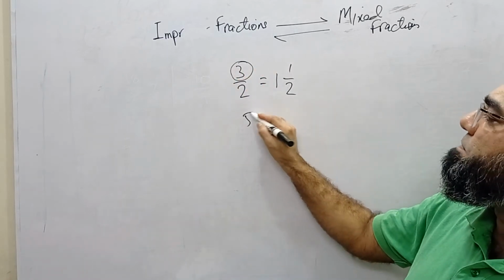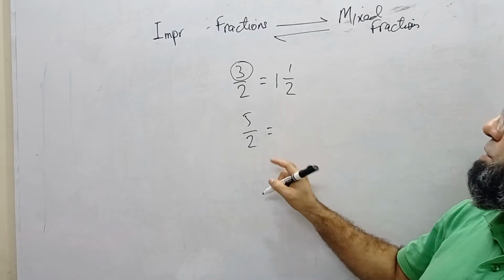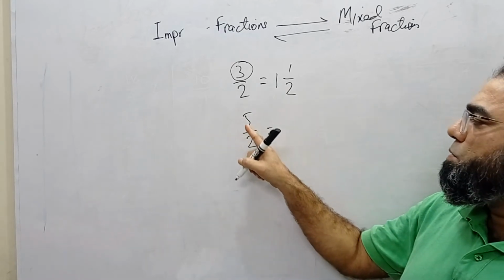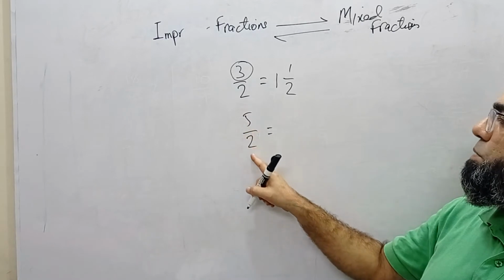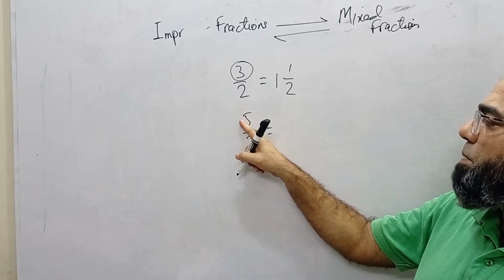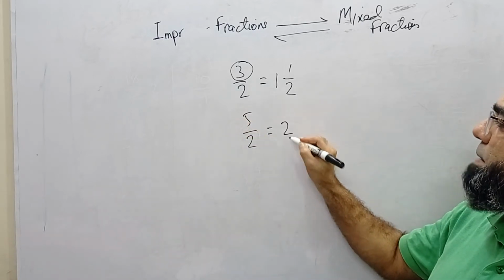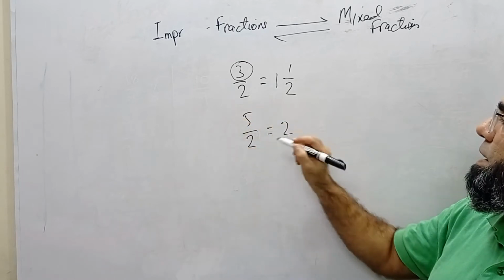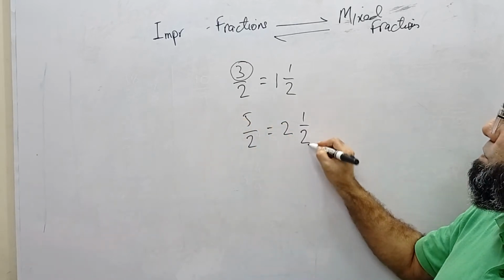Now suppose you had 5 over 2, okay? So this is going to be 2 1s are 2, 2 times 2 is 4, and then 2 3 times is 6. I can't go up to 3. This is 2 times 2 is 4, and we still have 1 left. This is 2 whole 1 over 2.